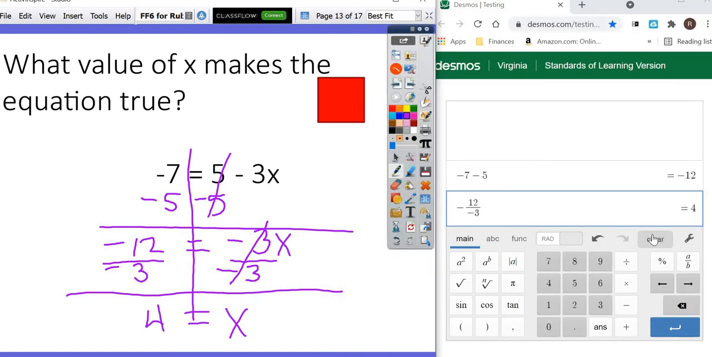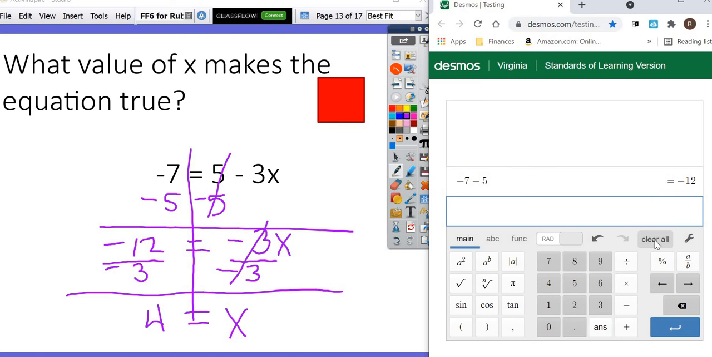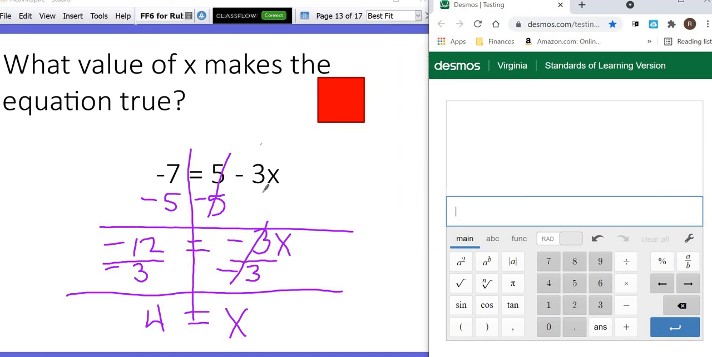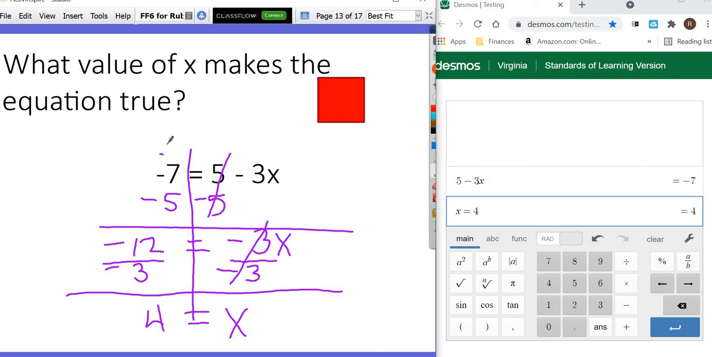Okay, so let me come back and I'm going to make sure that I type everything in my calculator correctly. Type in the side that has the variable. So we're going to type in 5 minus 3x. Then I'm going to flip my answer around and type x equals 4. That gives me negative 7, which is the same thing it gave me here, which means we solved this correctly.